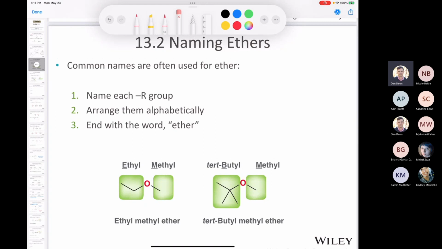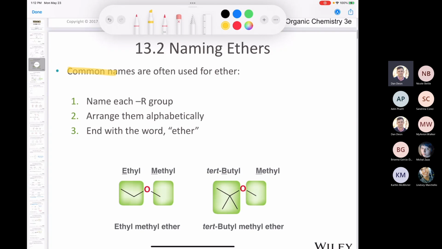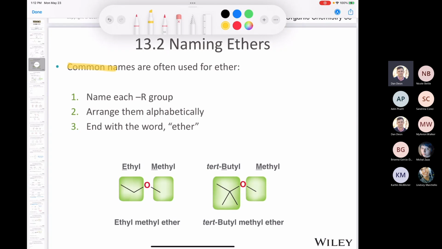And what's interesting about naming ethers is that we actually have a couple of ways to name ethers. We have the systematic way, and that is where we just follow the IUPAC naming rules to a T. And there's another way that we name them, which is called using a common name. And we're going to start with common names. And it says here, common names are often used for ethers. And I would say here, we'll say small ethers or small-ish ethers.